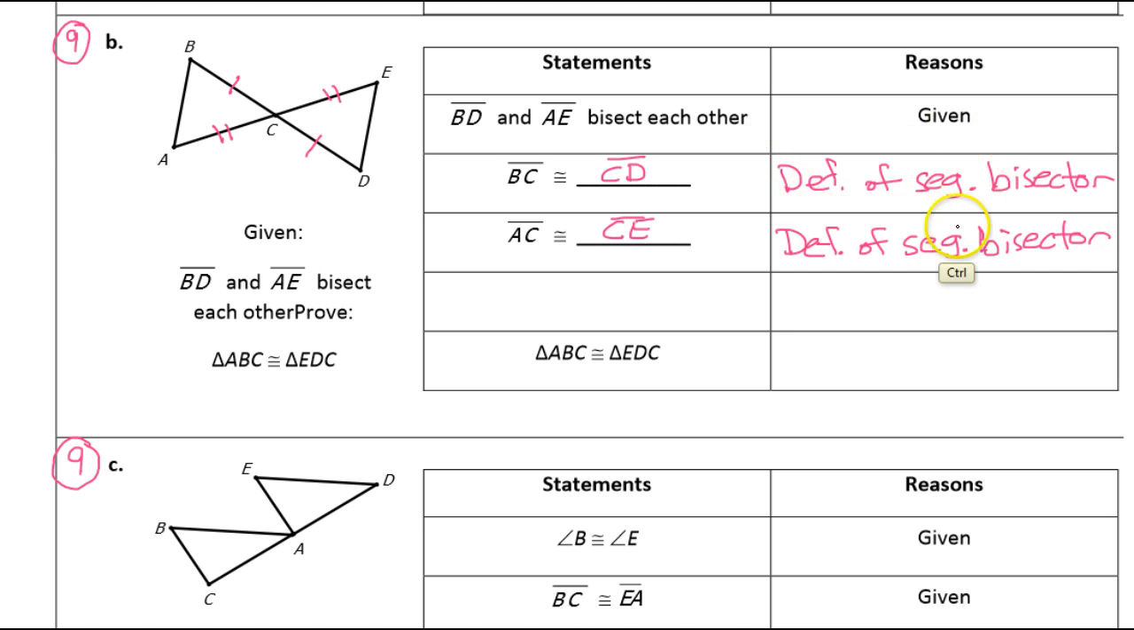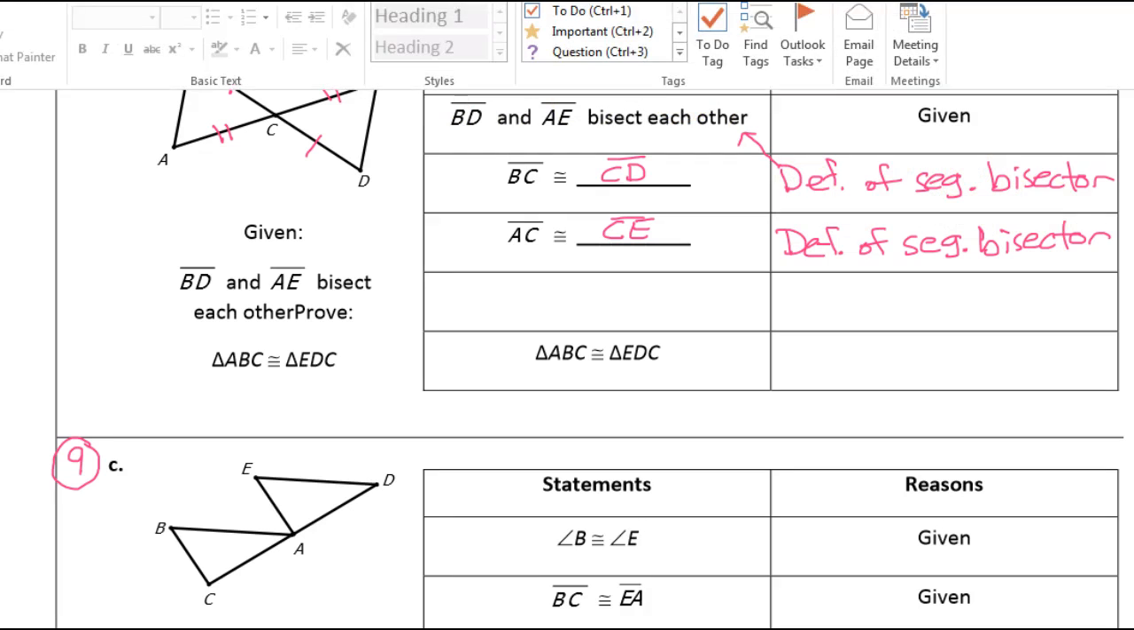Again, if you want to know what the reason is, you should start by looking at the previous statement. BD and AE bisect each other. That's why it's definition of bisector. If this mentioned a midpoint, it would probably be definition of midpoint. Anyway, let's keep going.